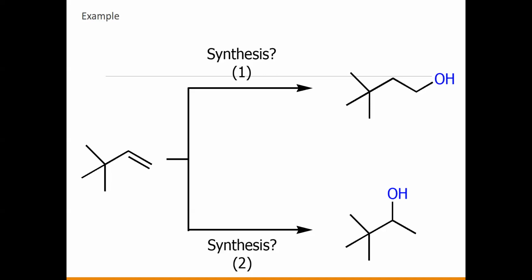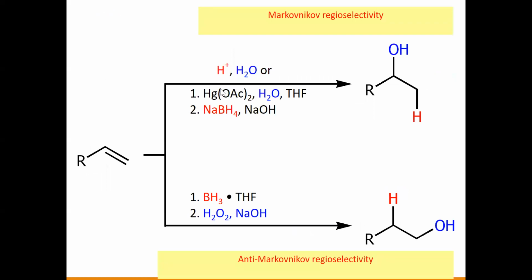Itong kuan, ma'am, mercury. So ano sa mercury? Ano sa mercury to? Daghay mercury, no? So you always have to remember what state of mercury. The common one is the mercury acetate, Hg(OAc)2, in the presence of water and THF. And the second one is the reduction, which is sodium borohydride in the presence of hydroxide.